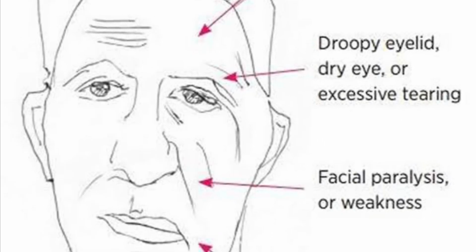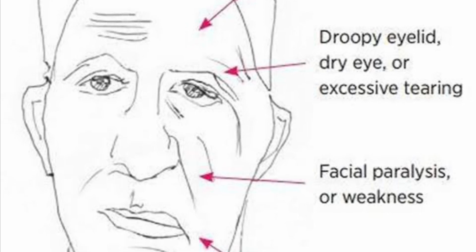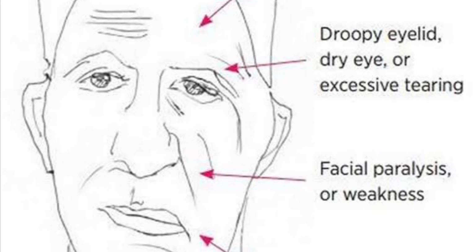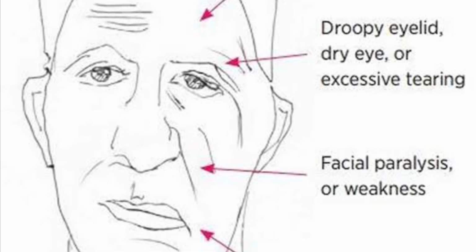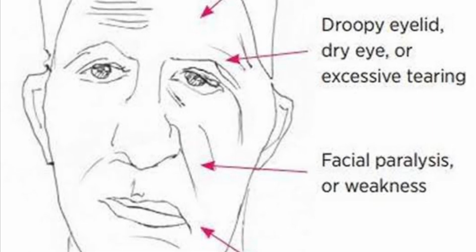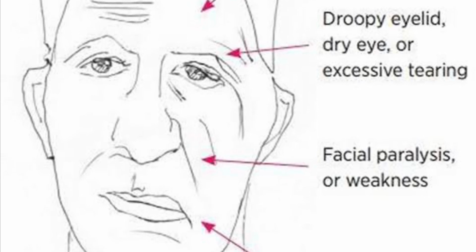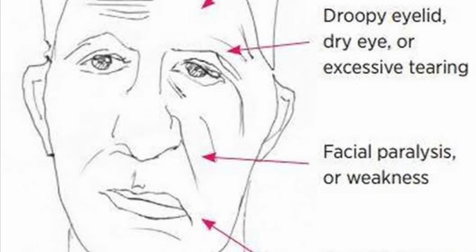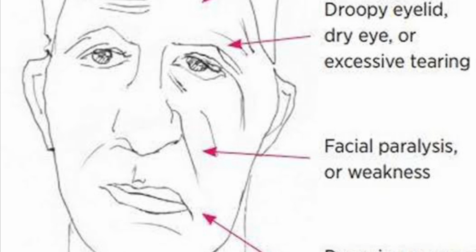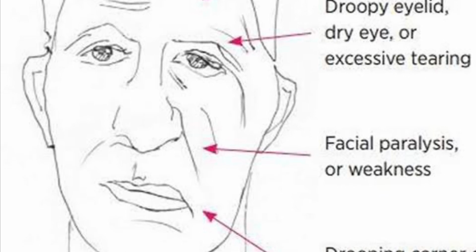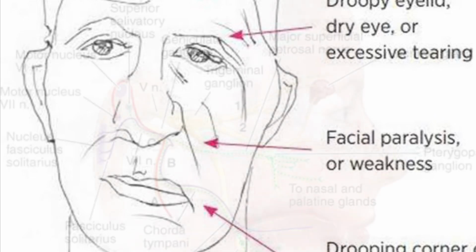If you see this classical presentation of facial palsy, there is droopy eyelid, dry eye, excessive tearing, and unilateral facial paralysis. In about 3% of cases it may be bilateral facial palsy, but in 97% it's unilateral. It's equal between male and female, but below 20 it's common in females and above 40 it's common in males. The male to female ratio is almost 1 to 1.